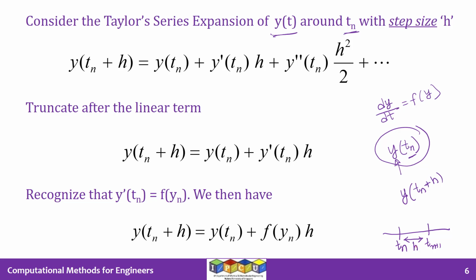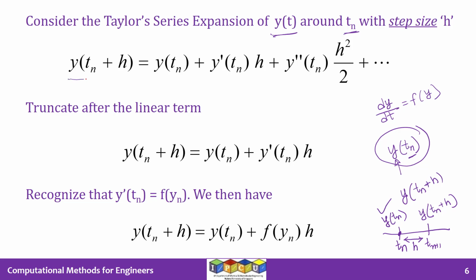That's the step size. So I know the value of y at this point. y at tn is known. So my question is, what's the value of y at tn plus h? If I move a little bit along the independent variable by an amount h, how is the value of y going to change? So we resort to Taylor series expansion to answer that.